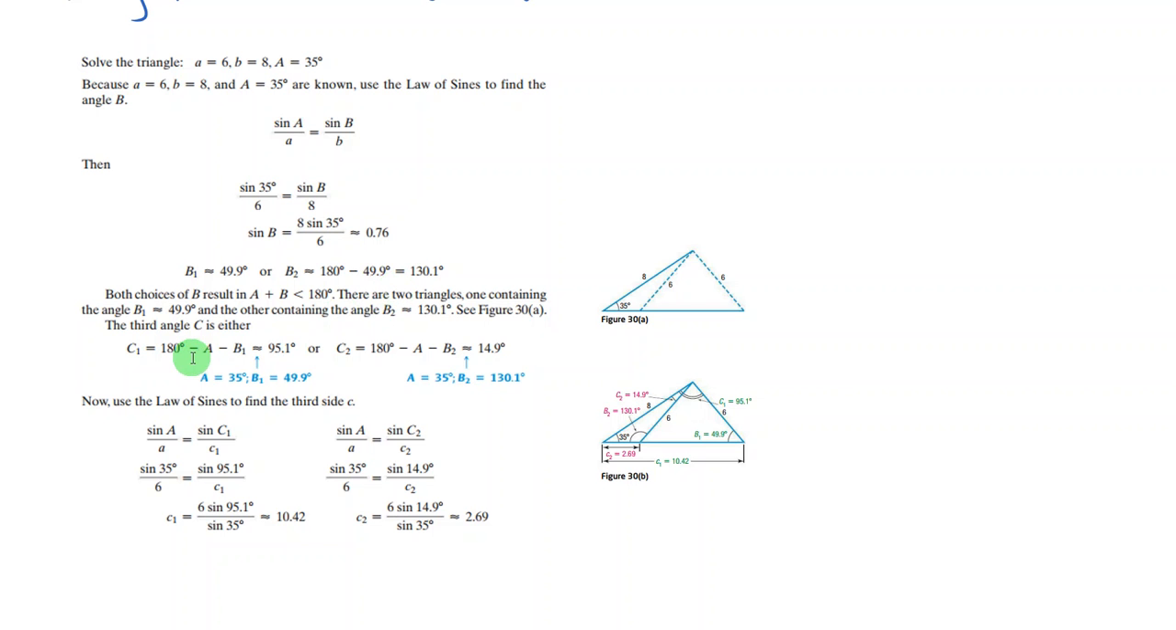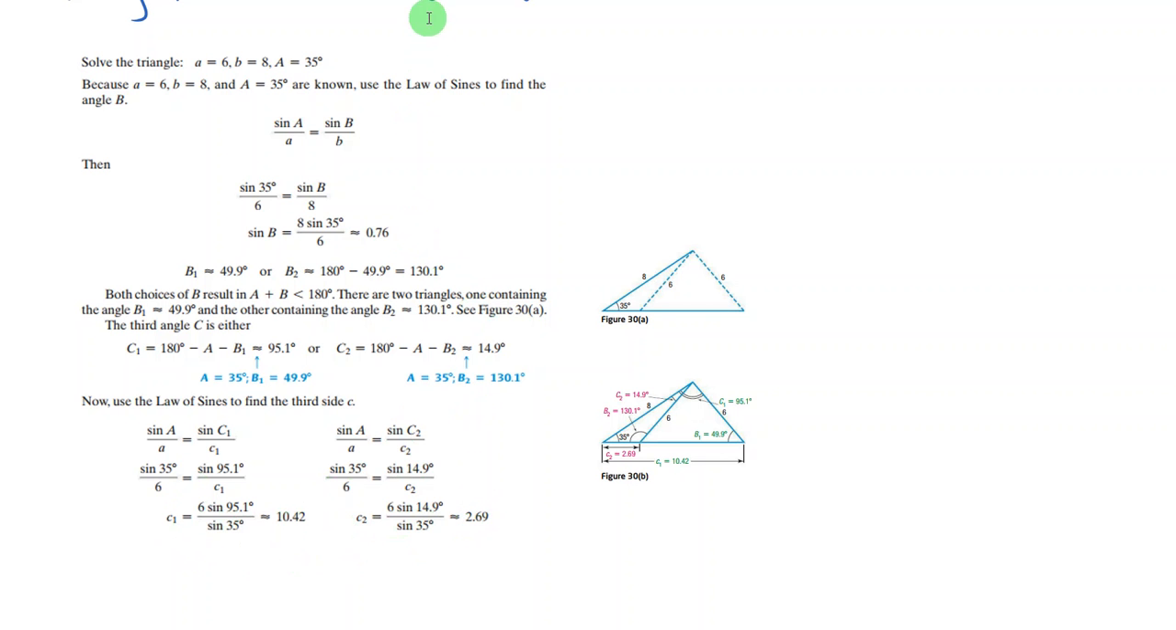Then we can find the third angle, C, by subtracting the A and the B. If A is 35 and B is 49.9, and doing it for this one, letting B2 be the 130.1, we have two different C's. We get 14.9 or we get 95.1. So we're going to build two triangles using that information. After getting the fact that you have two triangles, you just do both triangles, finding C1 and C2. And that's kind of what we'll do on your homework problem as well.